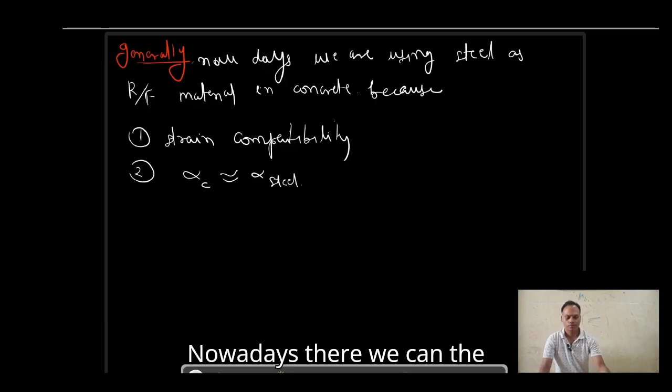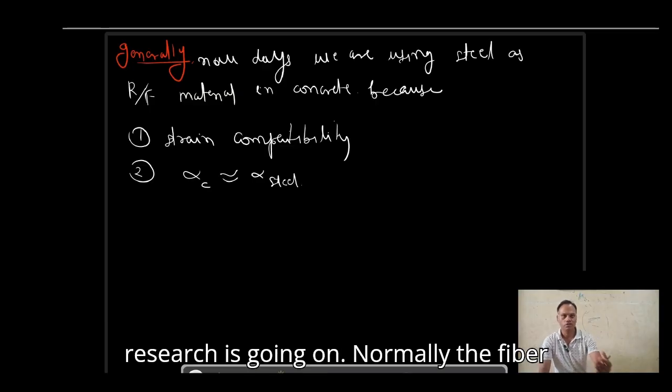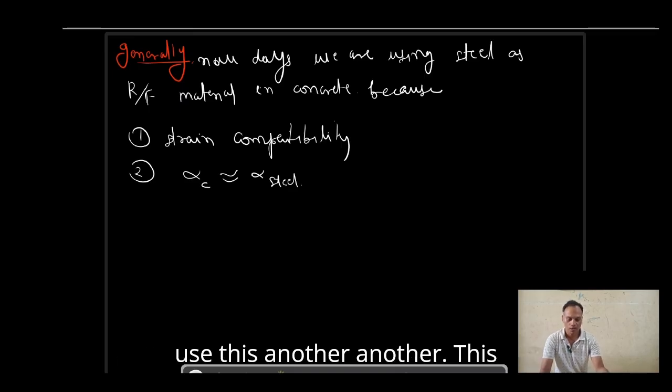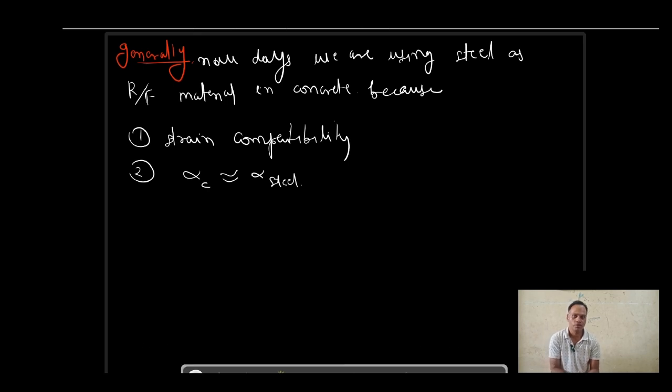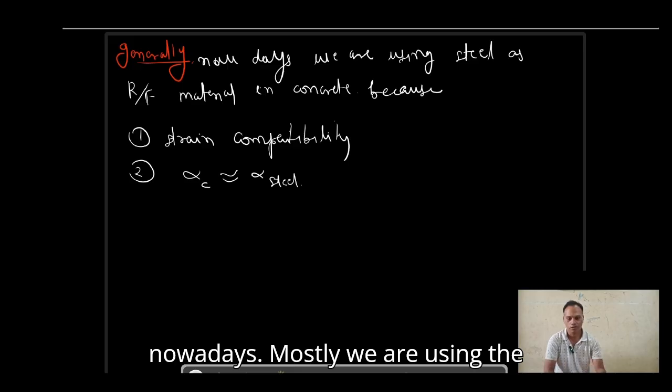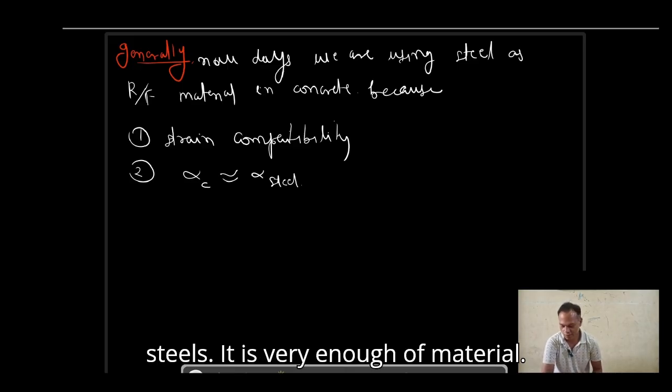Nowadays, research is going on. Fiber concrete is also on the market, so we can use PVC and geotextiles as well, but generally they are not used nowadays. Mostly we are using steel as the reinforcing material.